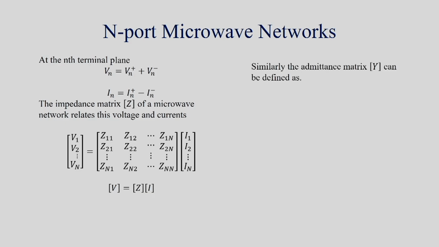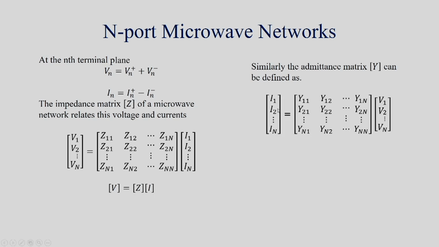In the same manner, we can define another matrix which is called the admittance matrix Y. Here I1, I2, up to In are defined as a matrix Y multiplied by the voltage vector V. And we can see that Z and Y are inverses of each other.